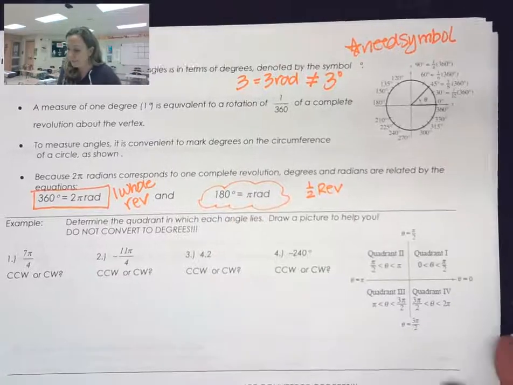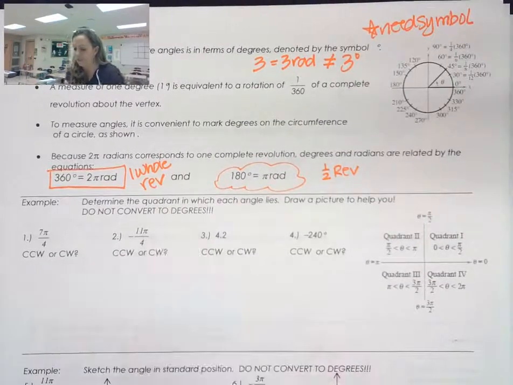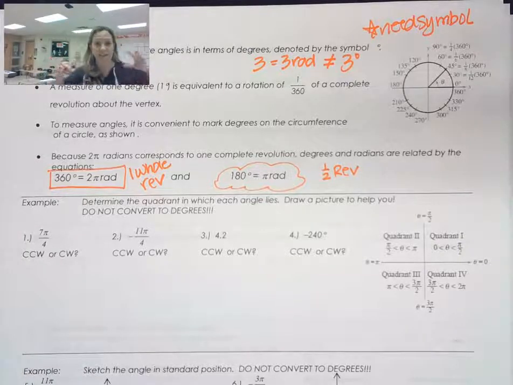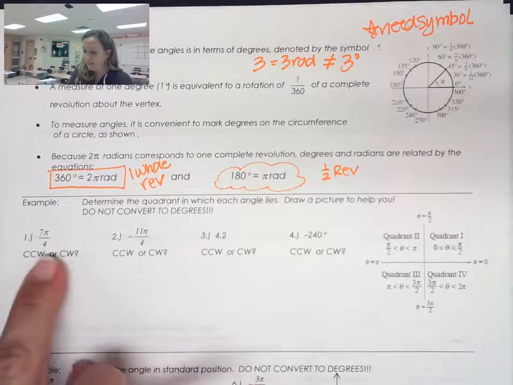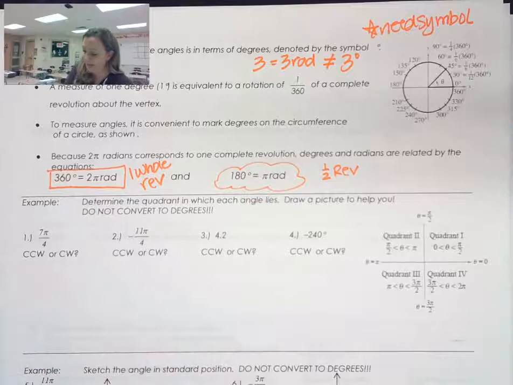So in these examples, we're going to determine the quadrant in which each angle lies. And we're going to draw a picture to help you. We are not going to convert these to degrees. We are going to think about radian measurement, okay? So this says that we have 7 pi fourths.